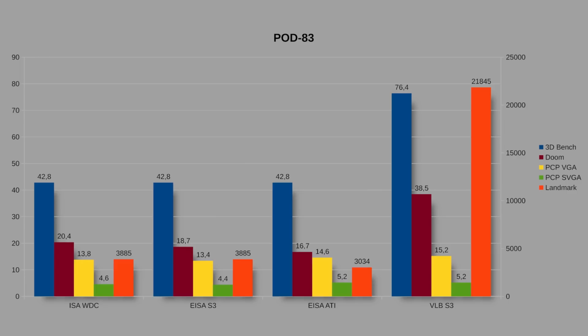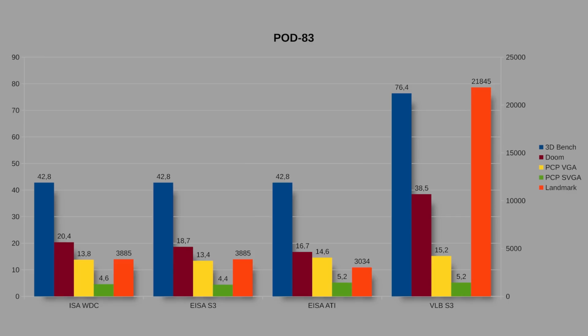In Landmark, all the ISA and EISA cards not only were on the same level, they also were on the same level as with 33 and 66 MHz CPUs. Clearly, there seemed to be a bottleneck through the buses, which both run at 8 MHz regardless of the type of the CPU.